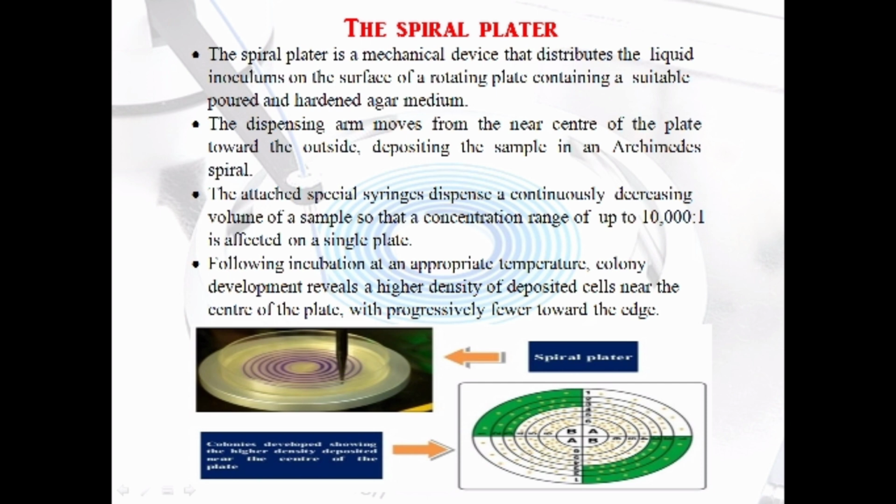Following incubation at an appropriate temperature, colony development reveals a higher density of deposited cells near the center of the plate, which progressively veers toward the edge, which is very clearly described by the picture below.